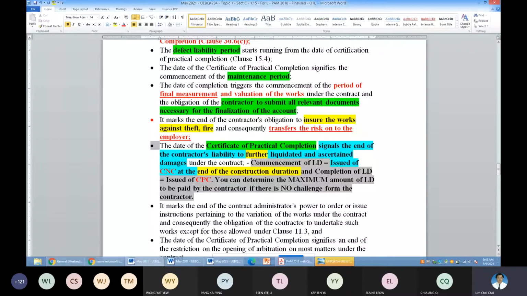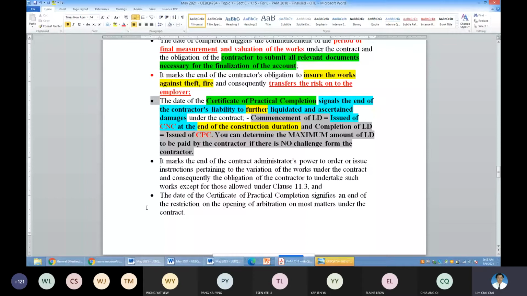Next one is, the order to issue VO comes to an end for normal building works. The so-called CA power to order comes to an end.